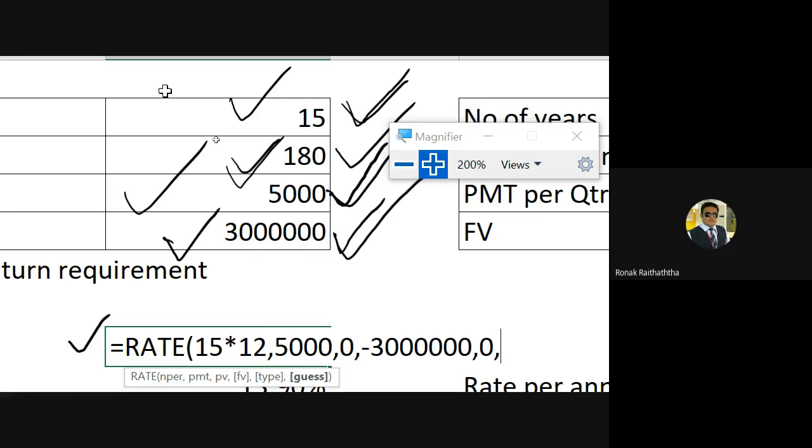It tells us to guess a rate. You may guess 5%, 6%, 7%, 11%, 15%, whatever guess you want to. And this is again optional. If you do not want to guess anything, then also it's fine. But let me guess 11%. Excel uses a trial and error system to find the rate or IRR. Closing the bracket, pressing enter.